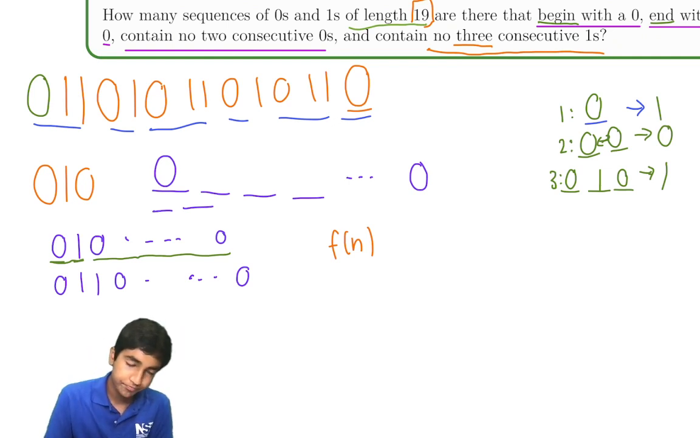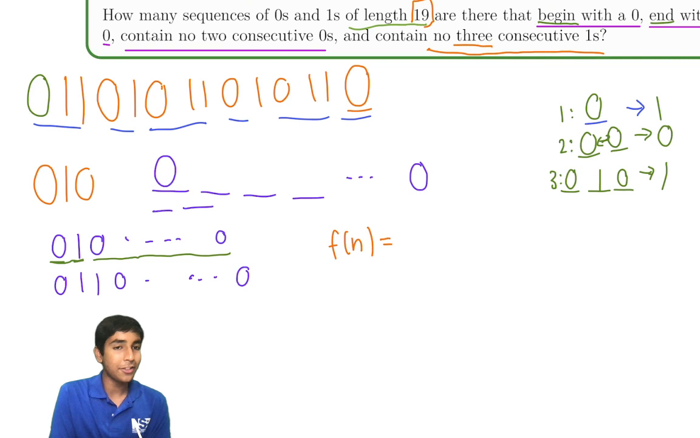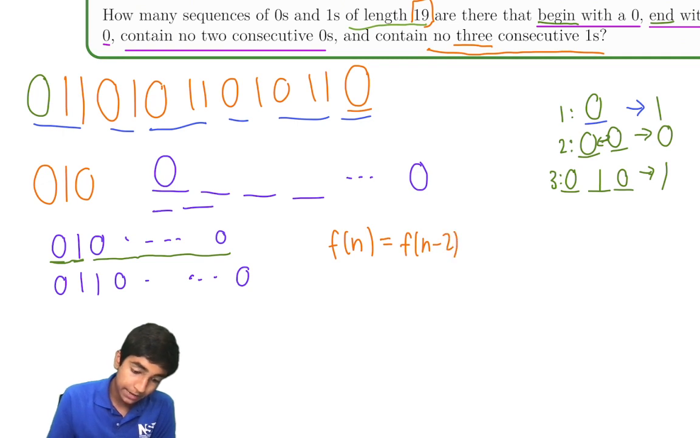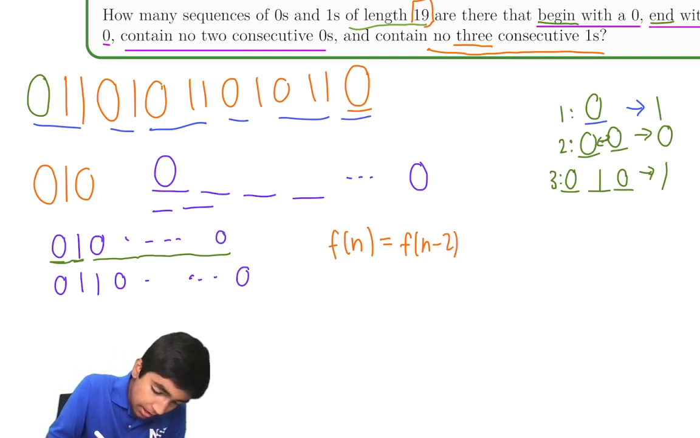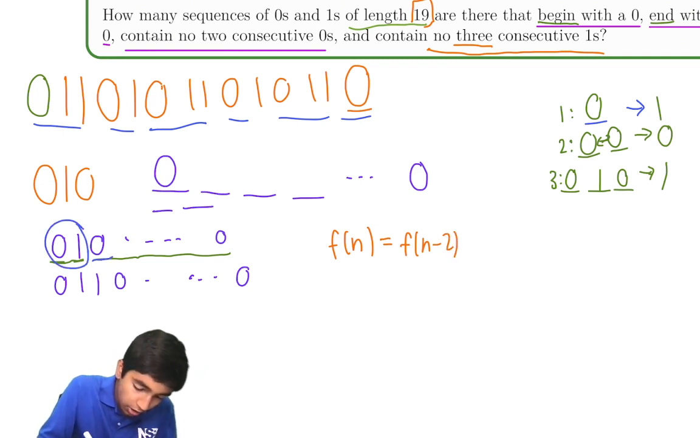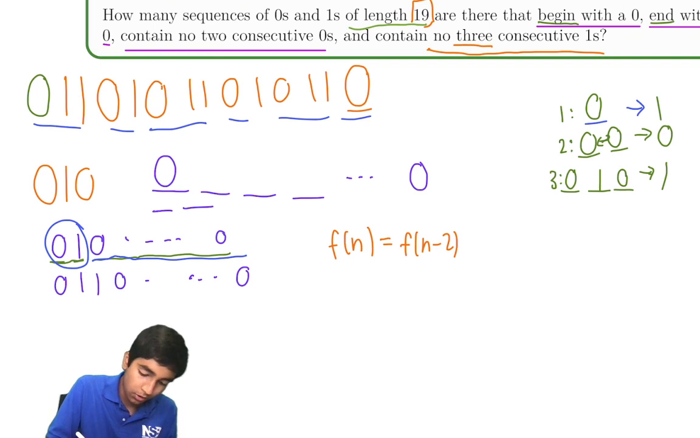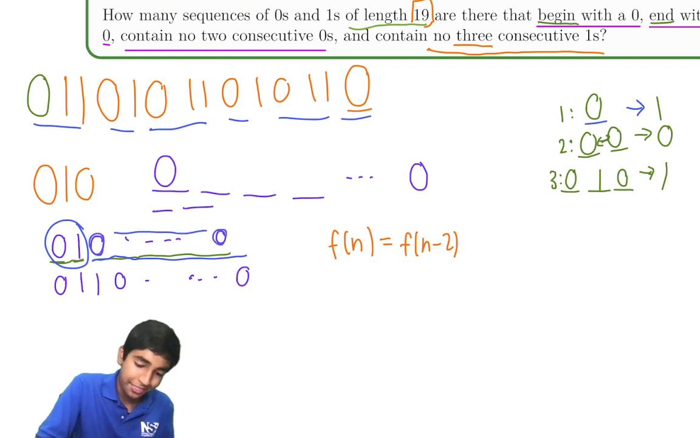It's equal to, if we have a 0, 1 at the front, then it's f of n minus 2. Basically, if the first two digits are 0 and 1, then the number of ways to do the remaining digits, that's just f of n minus 2. Why? Well, it begins with a 0, ends with a 0, and it can be whatever else in between. That's n minus 2 total digits.